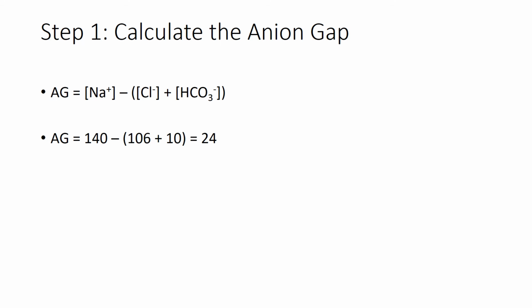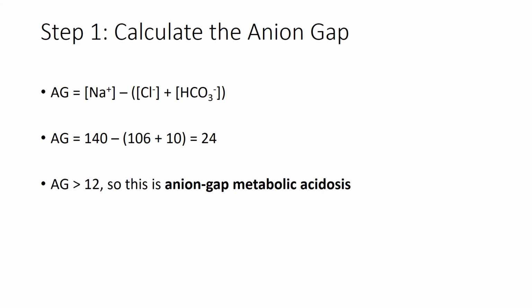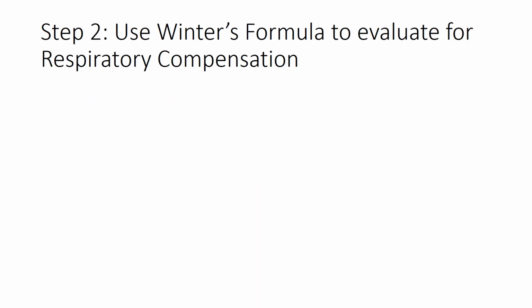Next, we calculate the anion gap. Here our anion gap is 140 minus 116, which equals 24. Notice, very similar to our first problem. Again, anion gap greater than 12, so this is anion gap metabolic acidosis. Next, we use Winter's formula.